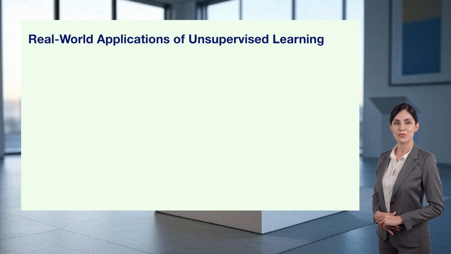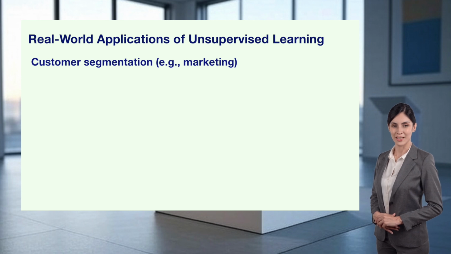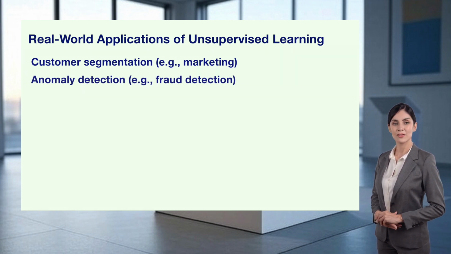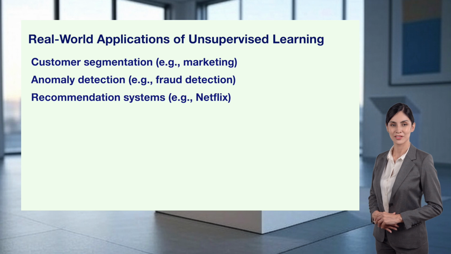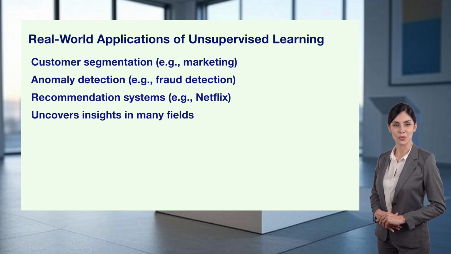Unsupervised learning powers many real-world applications across industries. Customer segmentation in marketing groups people for targeted campaigns, like identifying luxury buyers. Anomaly detection, such as fraud detection in banking, spots unusual patterns like suspicious transactions. Recommendation systems, like Netflix suggesting shows, use unsupervised learning to find similar content. It uncovers valuable insights in fields from business to entertainment. It's amazing to see how it helps us understand data in new ways.